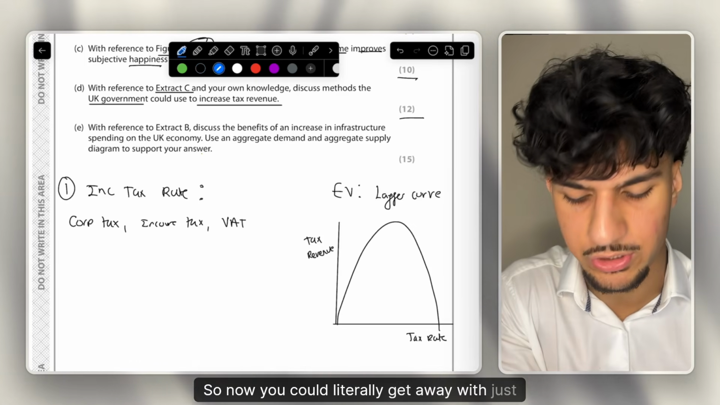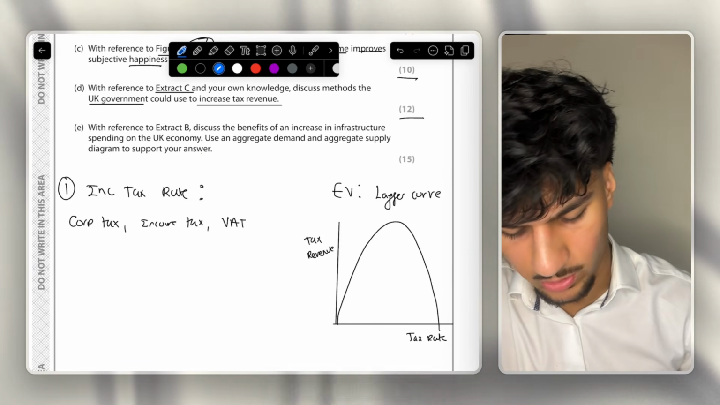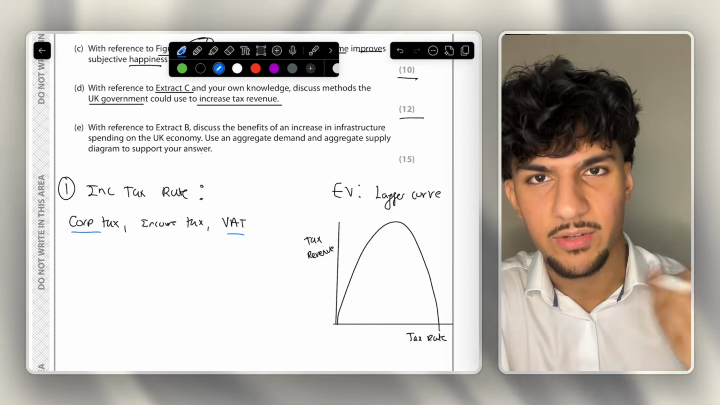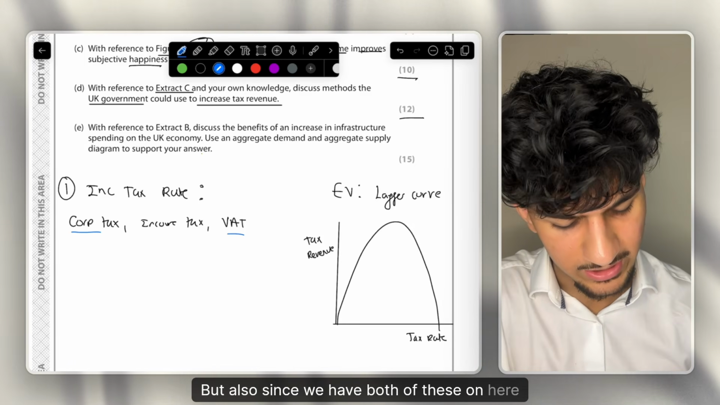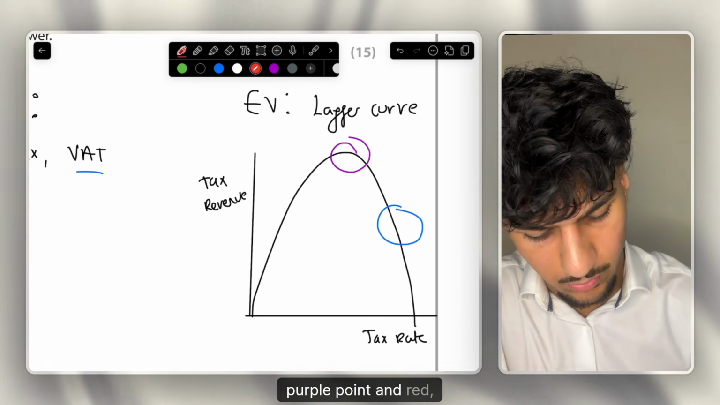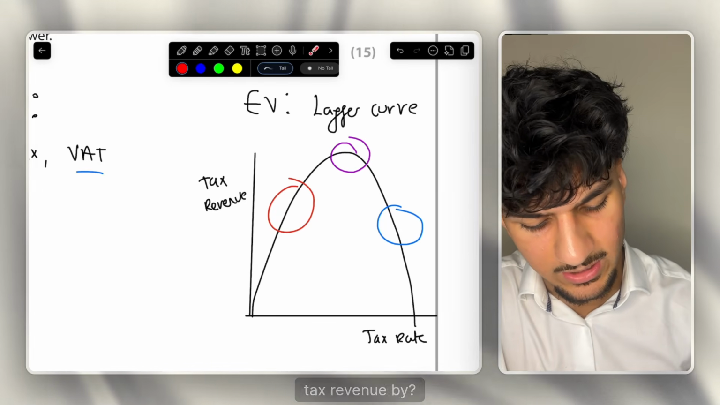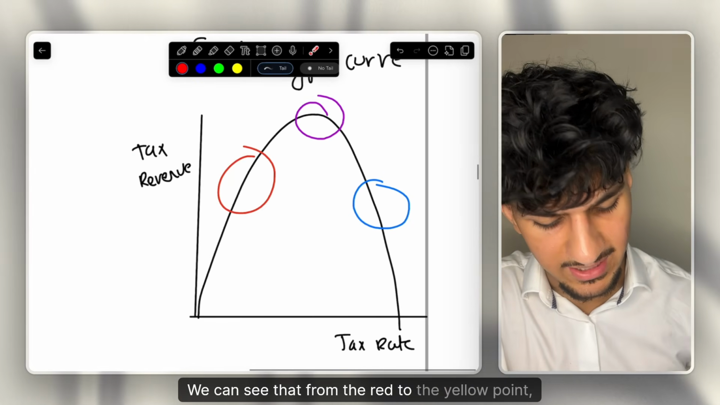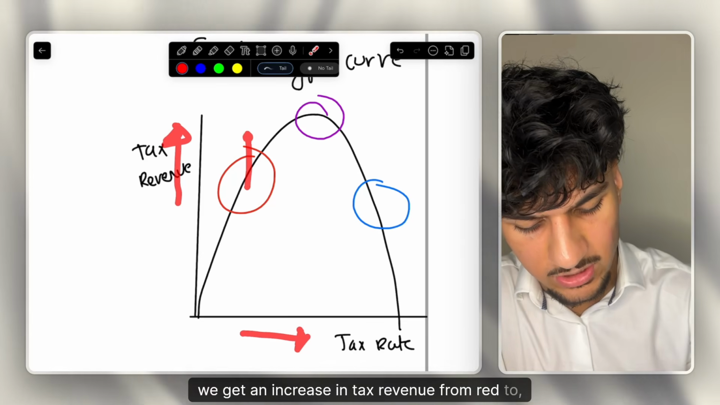Now you could literally get away with just doing these, and you could 100% get 12 out of 12 marks with just this. So just pick two of these three, maybe corporation tax and VAT, and talk about how we increase them, developing the chain of analysis on how that will lead to an increase in tax revenue. But also, since we have both of these on here together, what does this show? I'm going to label 3 points: blue point, purple point, and red point. What's another method we can use to increase tax revenue? One method is, like we've just mentioned, an increase in tax rate. We can see that from the red to the purple point, as when we increase tax rate, we get an increase in tax revenue.